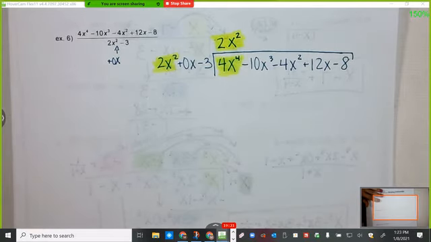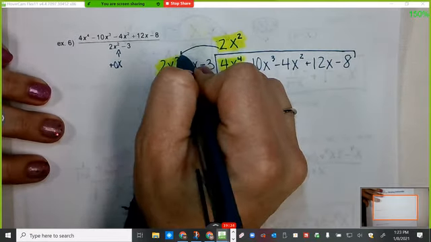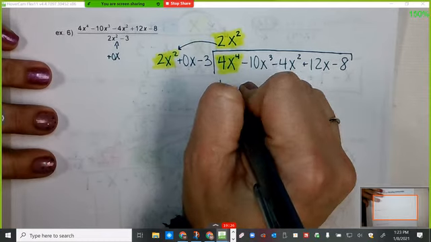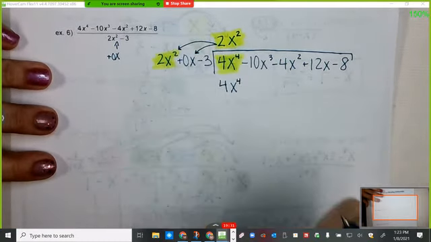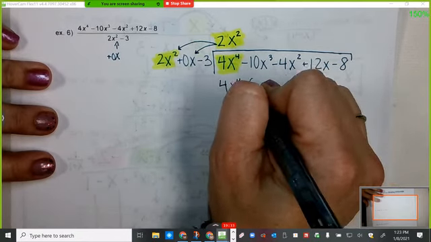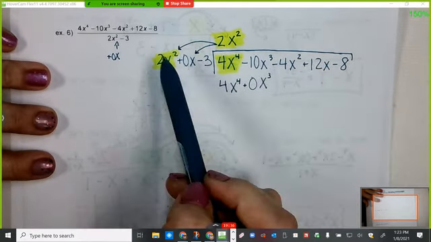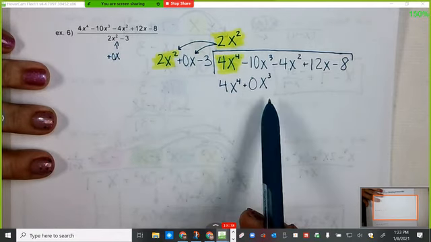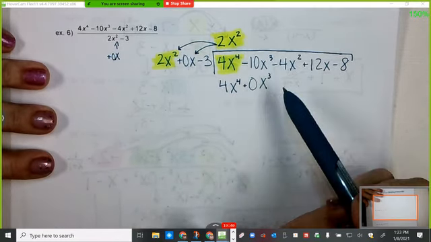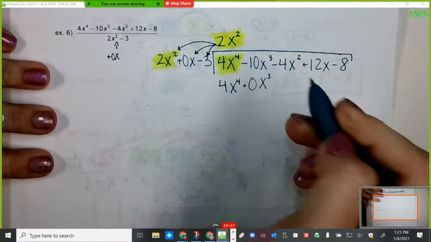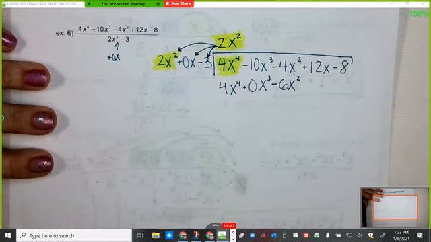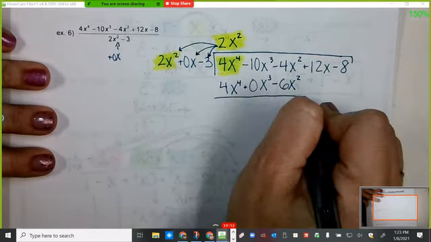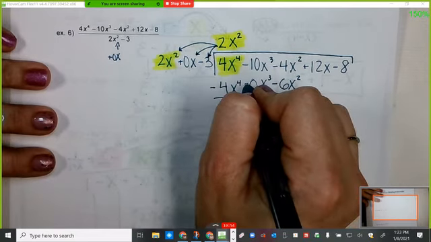Okay, so 2x squared times 2x squared is 4x to the 4th power. 2x squared times 0x is 0x cubed. Now, when you multiply by 0, really you would just put 0, but we're trying to make it look like terms. Okay, and then 2x squared times negative 3 is negative 6x squared. But what do we do? Subtract, which I hope you've noticed has just made everything the opposite sign.